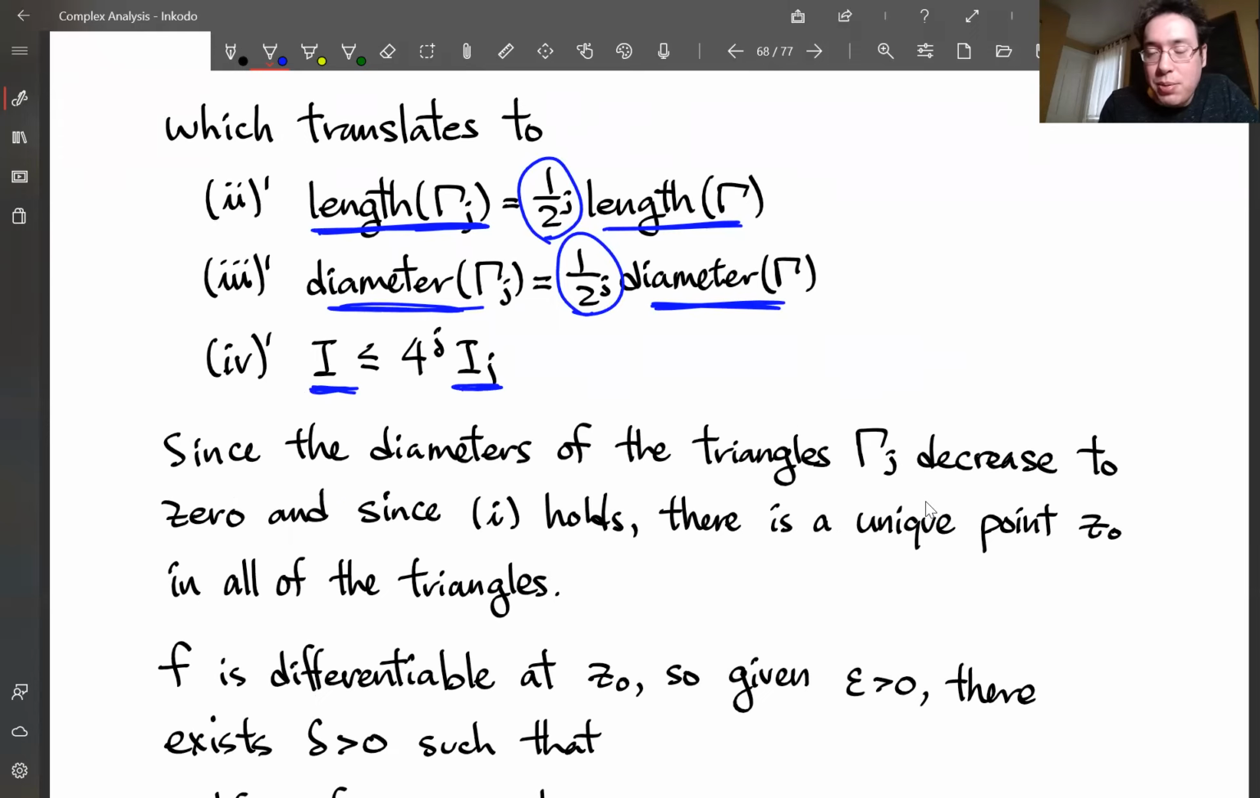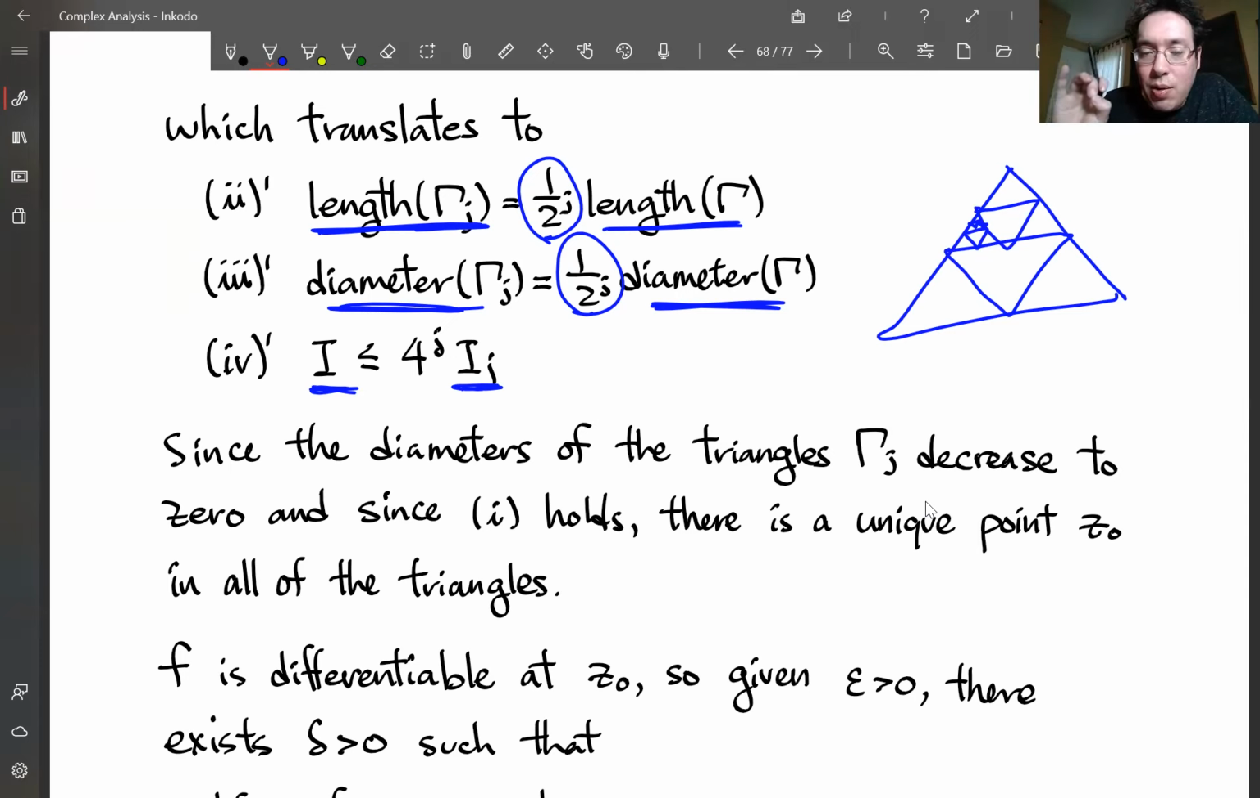The next thing I want to notice is that if you subdivide a triangle at a certain point, you're kind of zooming in on a point. So there's a unique point z0 that is contained in every single subtriangle. You're getting smaller and smaller triangles, zooming into a particular point. It's really hard to draw, so it's just a big dot in my picture, but there is a point that it's getting closer and closer to.